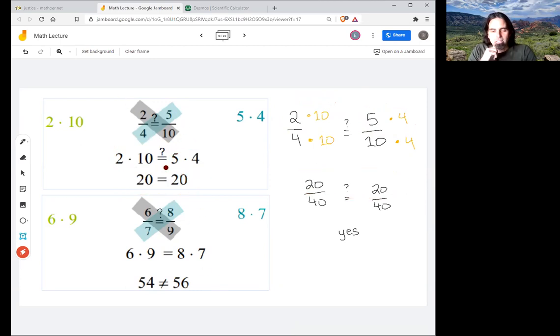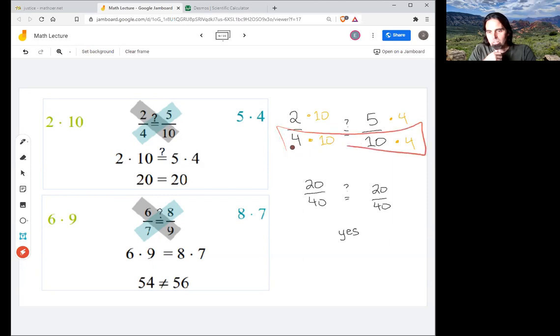Cross multiplying is finding common denominators by multiplying each denominator by the other one. But because we know they will match, of course they match. That's the whole reason we're doing this: each denominator times the other one is going to be the same thing, right? 4 times 10, 10 times 4.